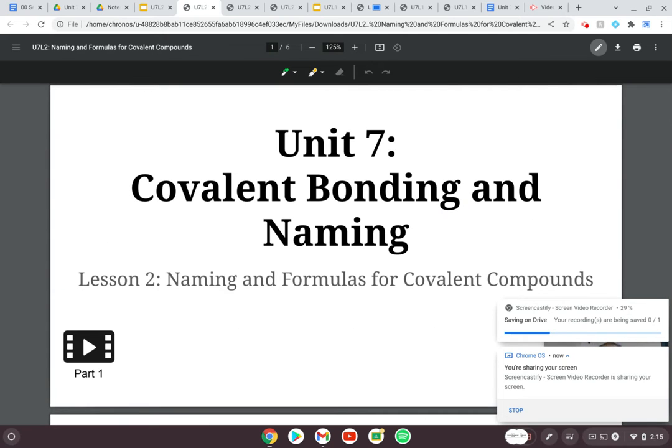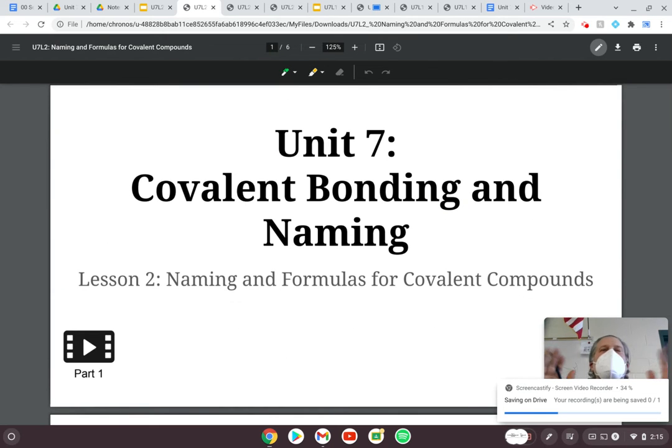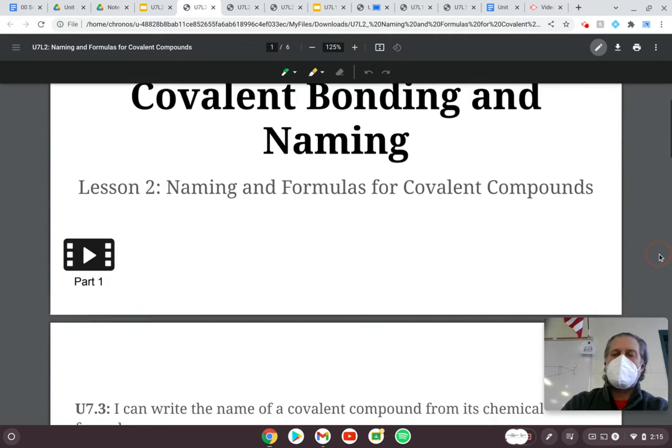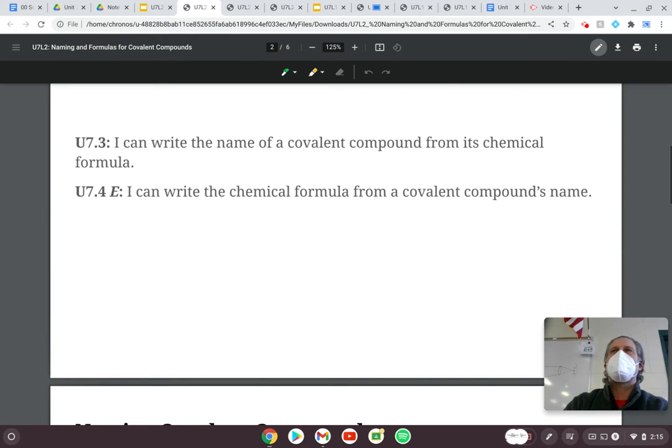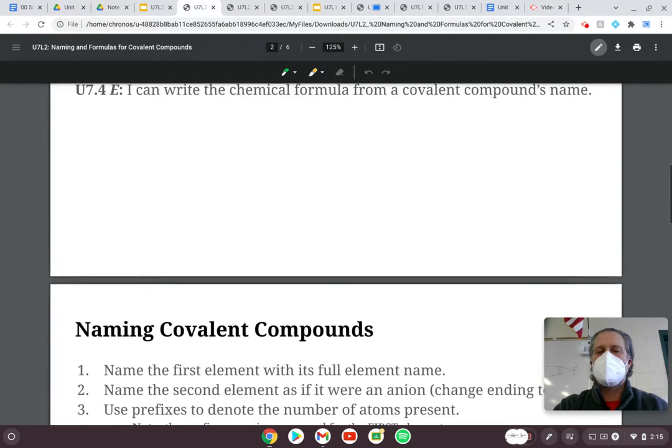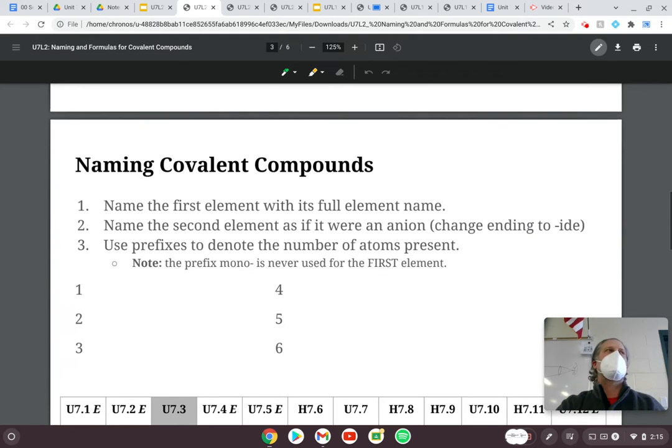The next part of this unit is naming covalent compounds, and this is actually really not that hard. If you were like, oh my gosh, it was really hard to name ionic compounds because there's Roman numerals, there's polyatomic ions, there was charging and there was crisscrossing. All of those things were just kind of crazy. Naming covalent compounds is significantly easier.